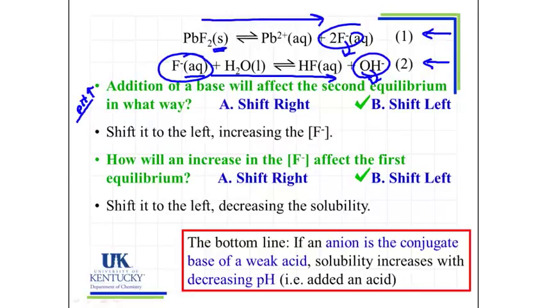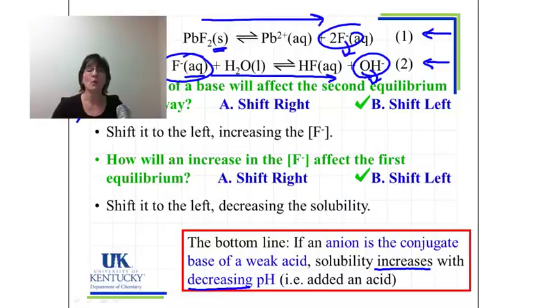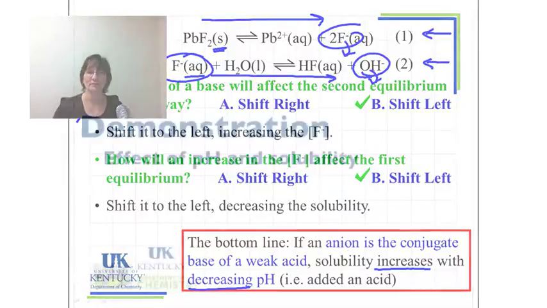But there is a bottom line. And the bottom line is this. If you look at a salt, and the anion is the conjugate base of a weak acid, which we have here, then the solubility would always increase with decreasing pH. In other words, if you added an acid. So anytime you want to increase the solubility of a salt, if you look at the anion and it is the conjugate base of a weak acid, then you would be able to increase the solubility by adding acid. Bringing the pH down will increase the solubility of that insoluble salt.